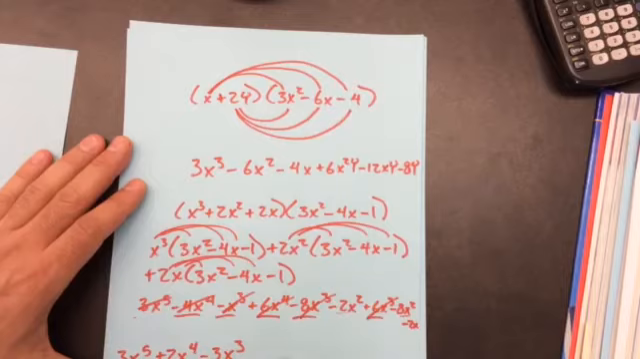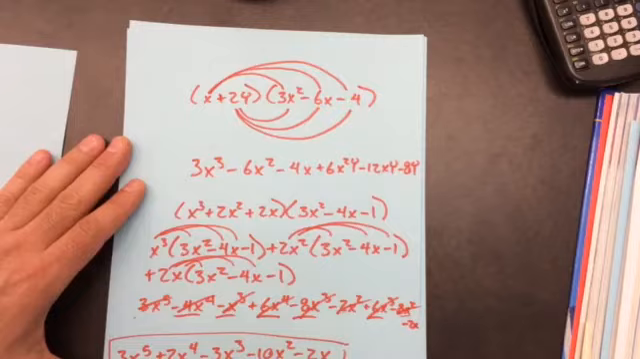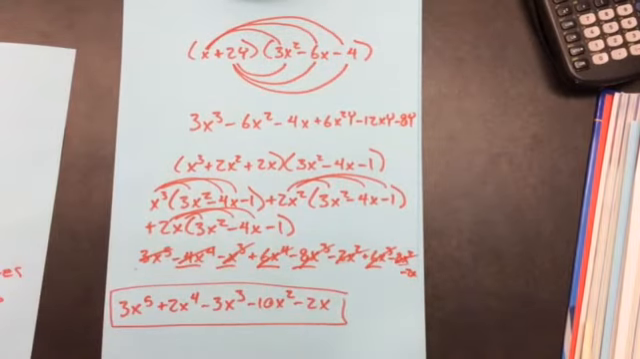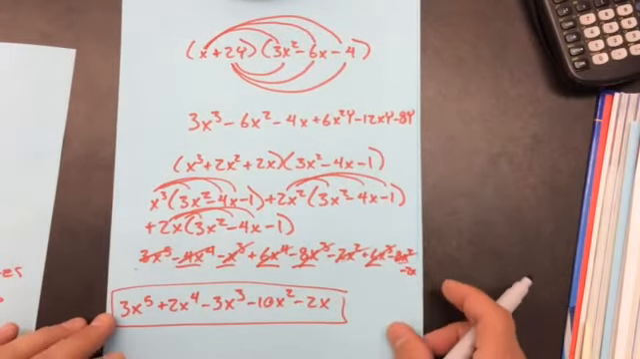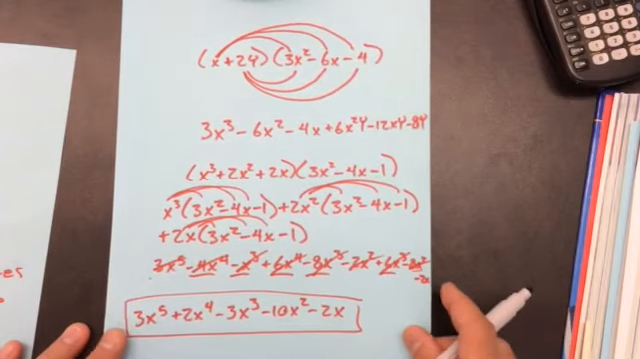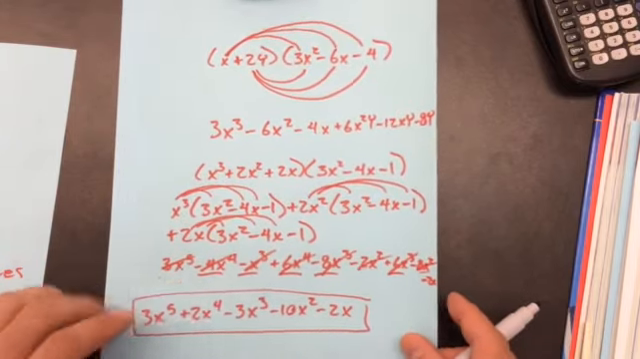I have two x squareds here, so negative 2 minus 8 is going to be negative 10. And I only have one x, so that goes there. And that's your answer. So that's how you're doing those. You just need to make sure that you multiply everything in the first parentheses times everything in the second parentheses. You don't have to write it out like this.